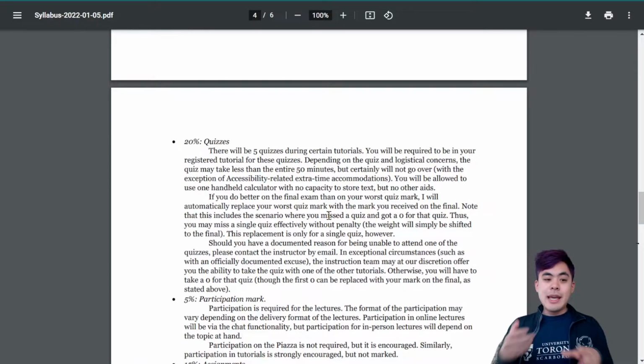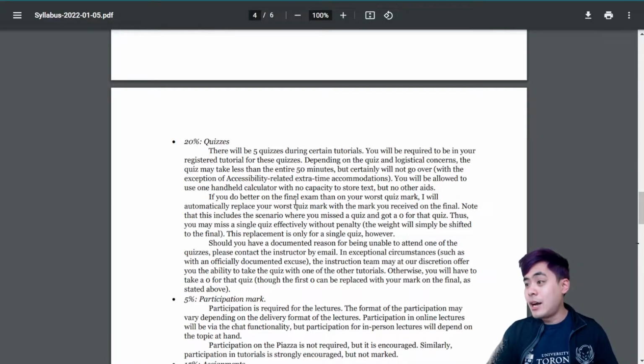You will be allowed to use a handheld calculator with no capacity to store text, but no other aids. So this means you can't use a phone, you can't use a graphing calculator, but an ordinary calculator to do multiplication and things like that is allowed.